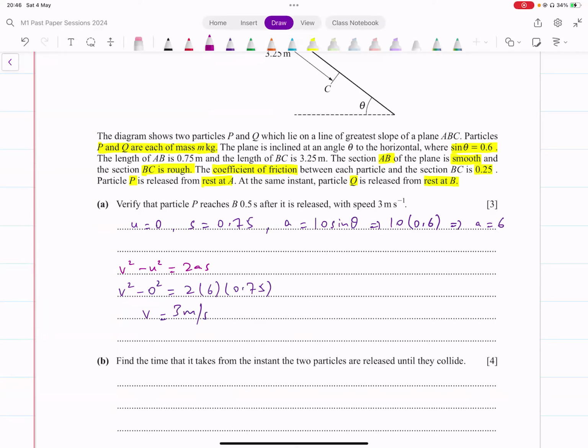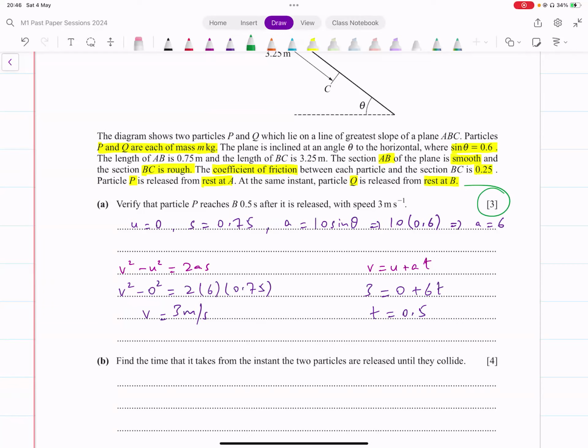Now that we have the value of V, it's simpler just to use V equals U plus AT, although since U was 0, you could also use S equals UT plus half AT square. You would not get an equation that's too complicated. But if we use V equals U plus AT, you get 3 equals 0 plus 6 times T, and the value of T turns out to be 0.5. That's what we had to show. Both of these answers are given, so the 3 marks you have here are only for working. If you do not show your working clearly and completely, you don't get full marks here.